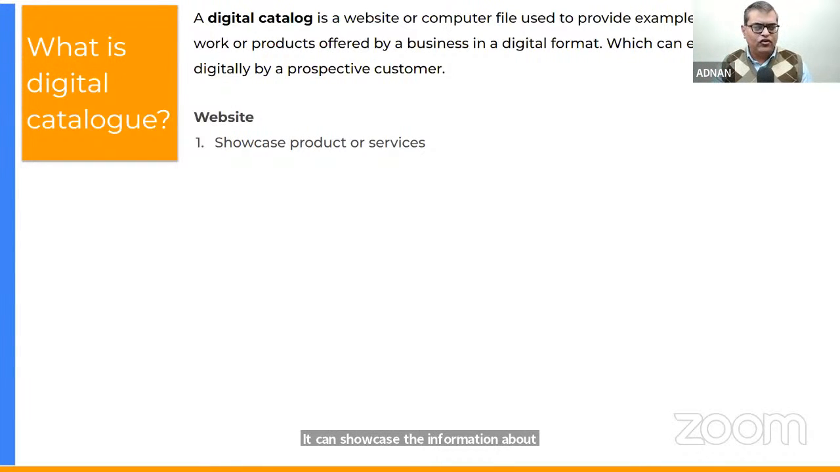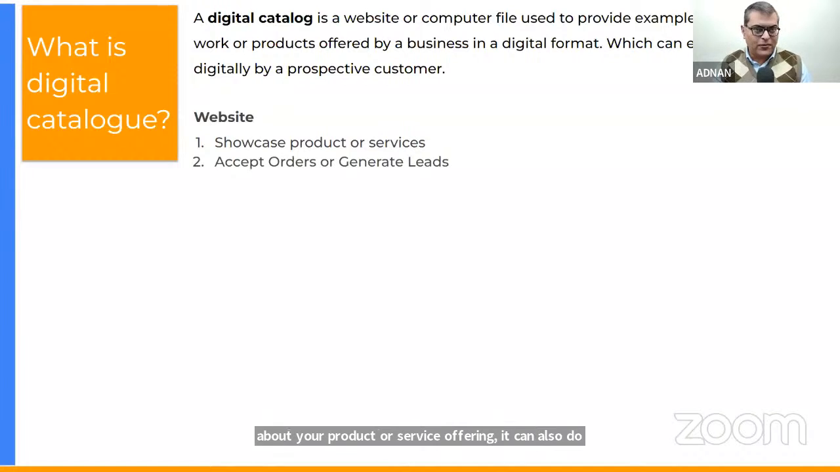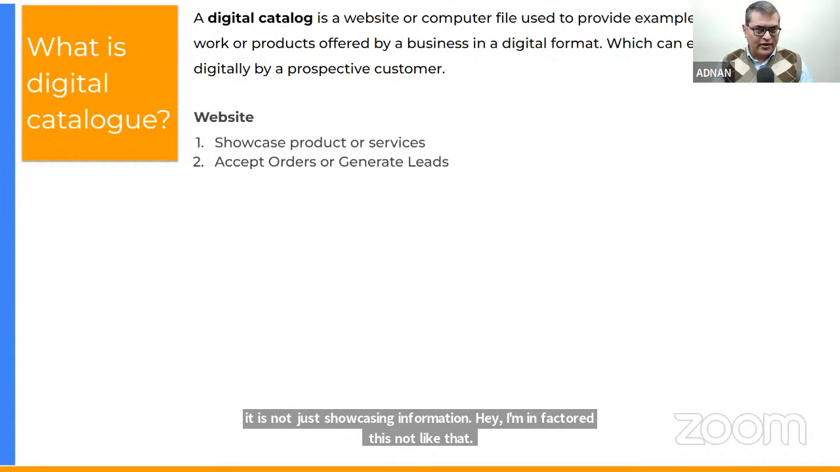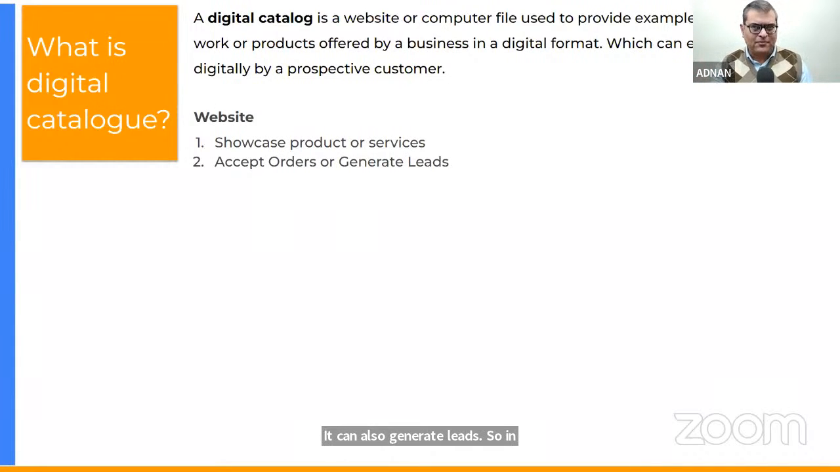Now, while it is showcasing that information, it can also do another thing, which is it can accept orders or generate leads for you. So it is not just showcasing information, like, hey, I manufacture this. It can also generate leads. In case you want to generate inquiries, and you don't want to receive orders like an e-commerce website, you want to generate leads, you can do that. And second, you can receive orders in case you want to do e-commerce. You can also do that.